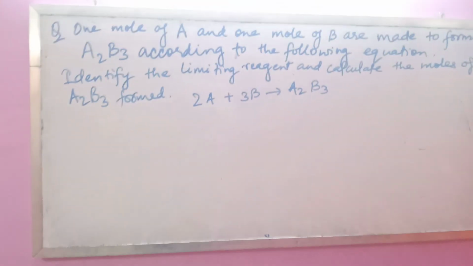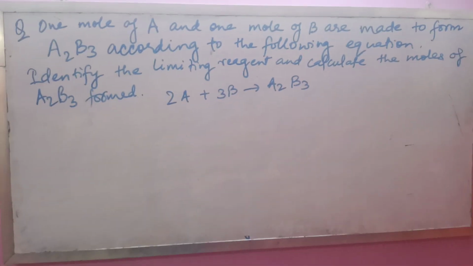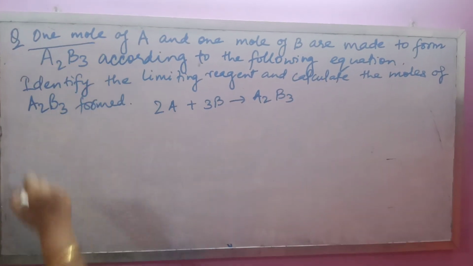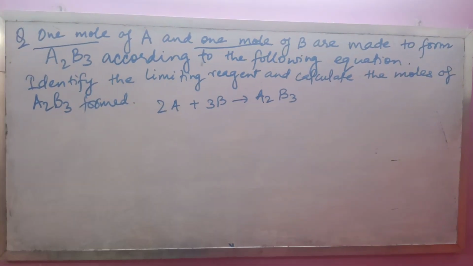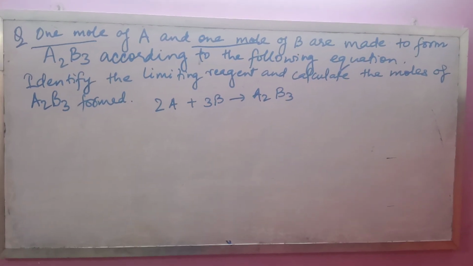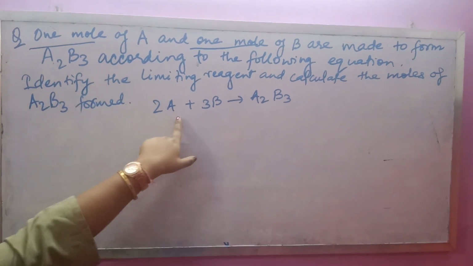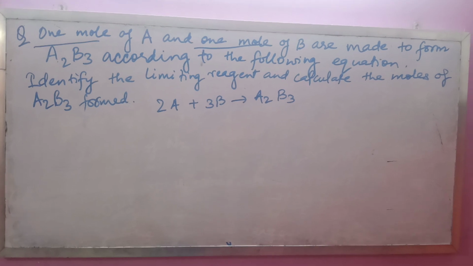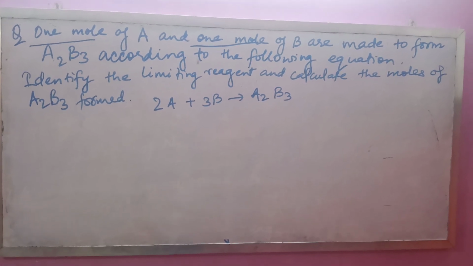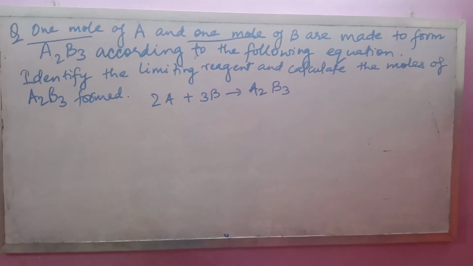Now see the given numerical. Here the number of moles of A is 1 mole. 1 mole of A and 1 mole of B, both 1 mole each, react to form A2B3 according to the equation. This is the given equation. Now you have to identify the limiting reagent, and also calculate the number of moles of A2B3 formed.